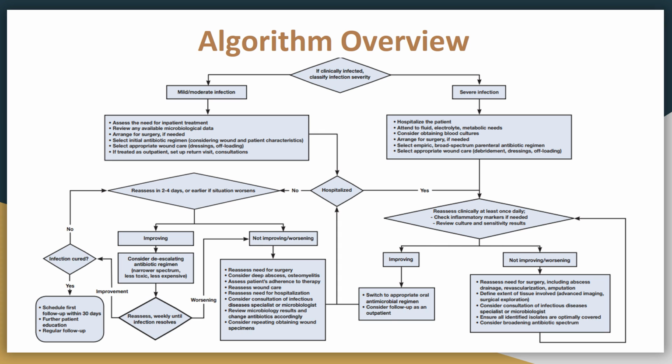Outpatients are usually reassessed in 2 to 4 days or earlier if the situation worsens. If they improve at this appointment, you would consider de-escalating the antibiotic regimen to something with a narrow spectrum, something that is less toxic and also less expensive. You would then reassess weekly until the infection resolves.